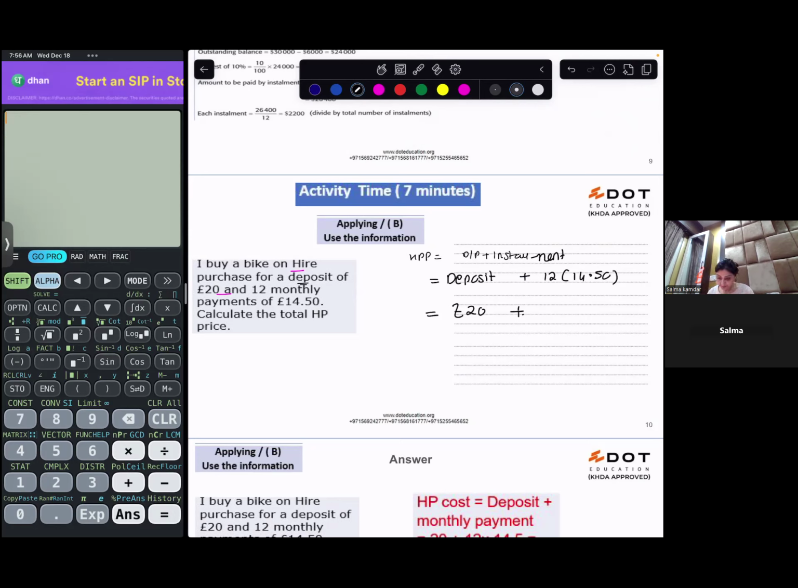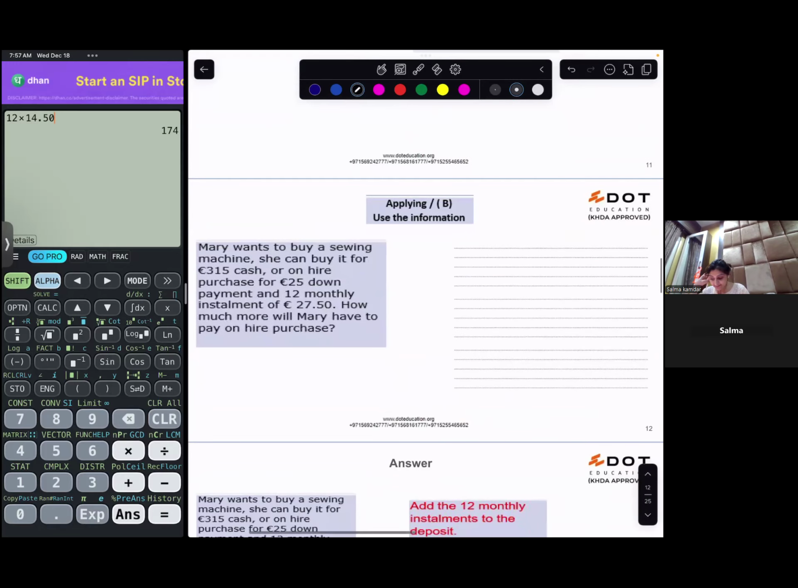For 12 months you're going to pay 14.50. So this comes up to 174 pounds. So what is your hire purchase price? Your hire purchase price is a total of 194 pounds. With this, let's go to the next one.